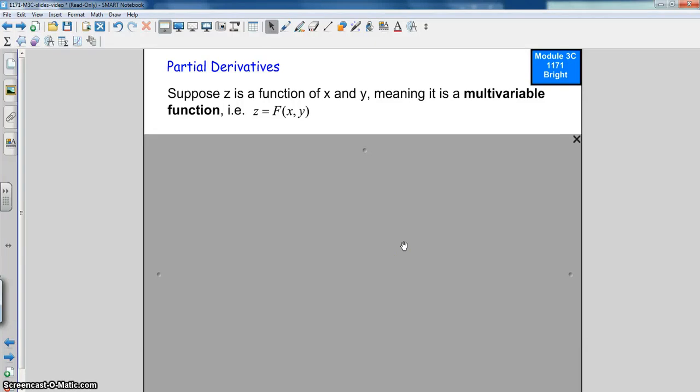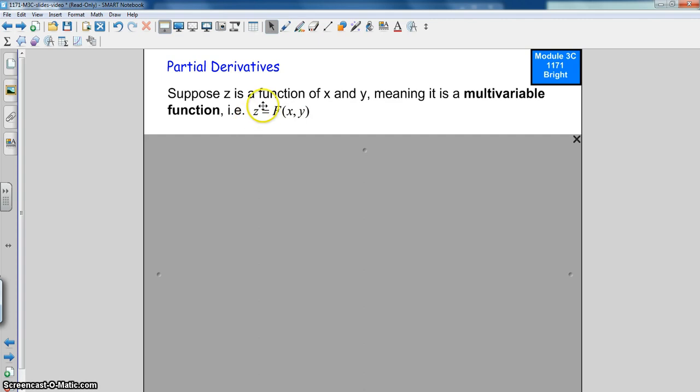Alright, we're still in Module 3C, and we just discussed the chain rule for determining a derivative of a composite function. In this video, we're going to focus on the other half, partial derivatives. So now we expand our definition of a derivative from a single variable function to what we call a multivariable function, or just a function where there is more than one independent variable.